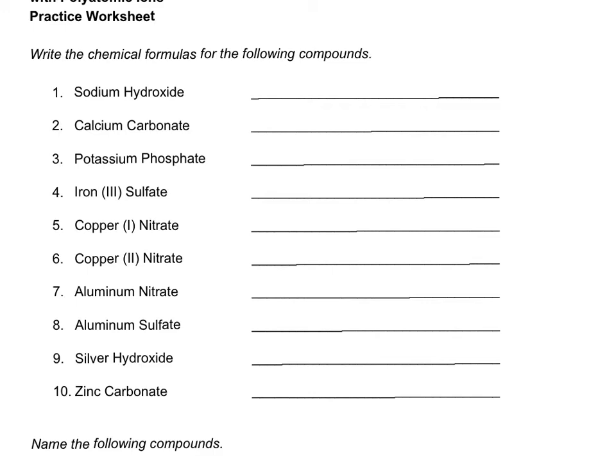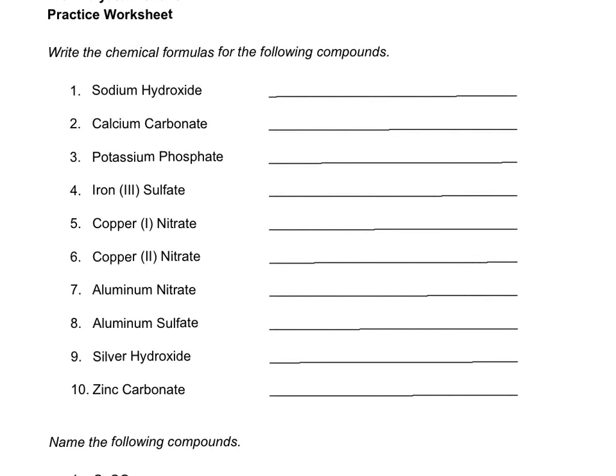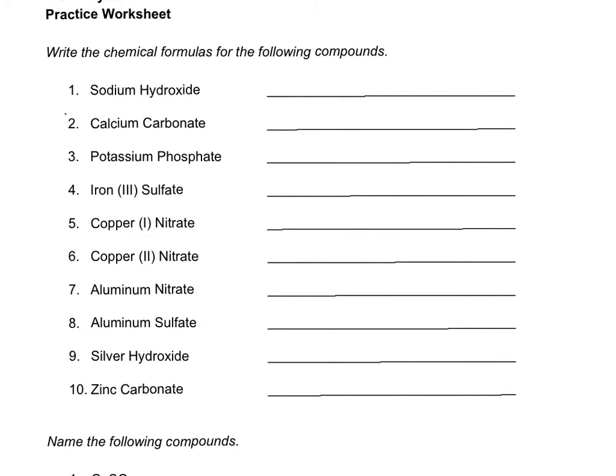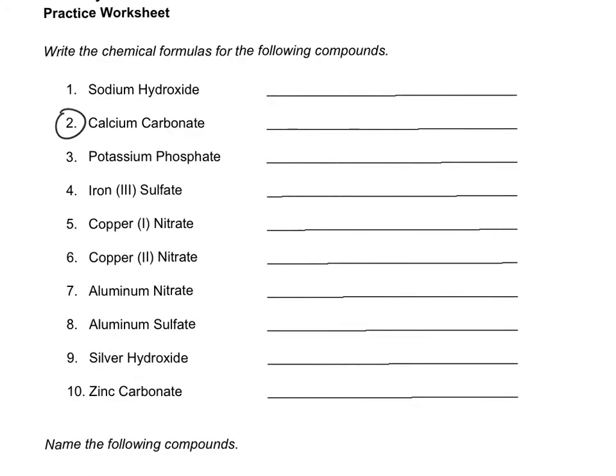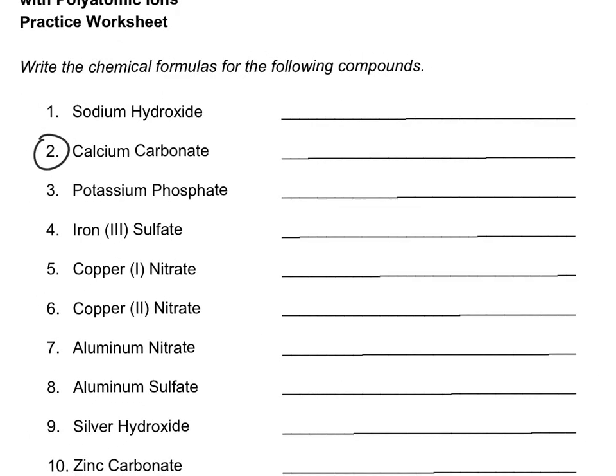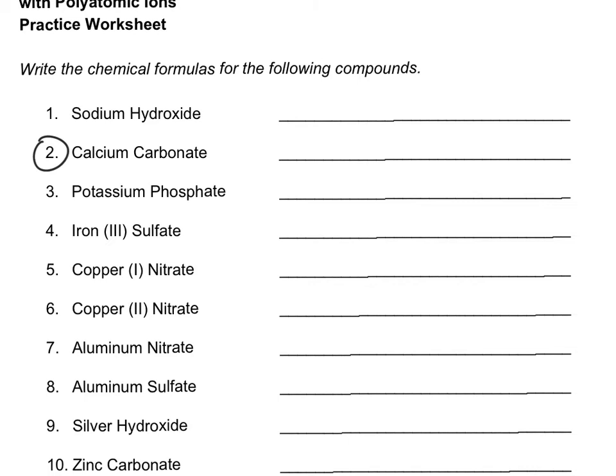All right. So we're looking at this worksheet, and I'm going to choose number 2 to do first. Okay. So calcium carbonate. And as I'm working through this, I'm going to talk you through the steps that I'm thinking through as I'm doing this. All right. So calcium carbonate. If you look at a periodic table, you would realize that calcium ionizes as a 2 plus ion.